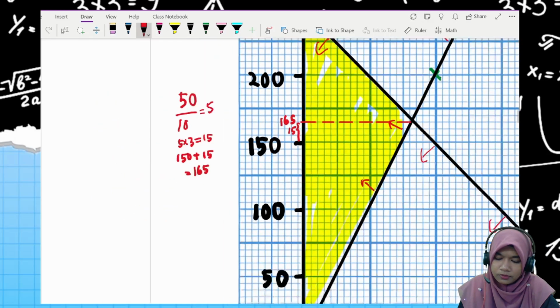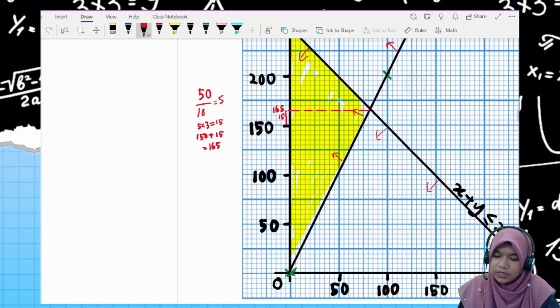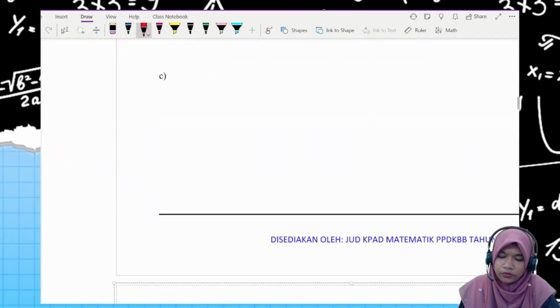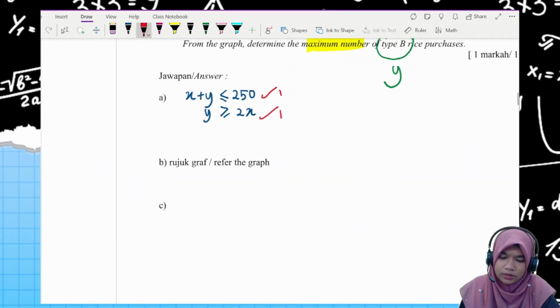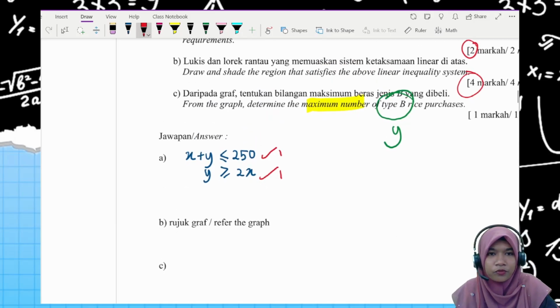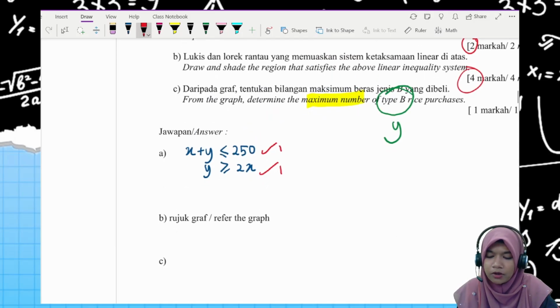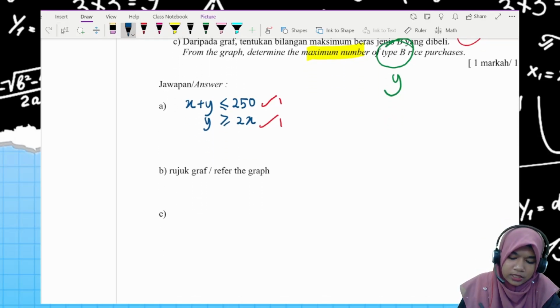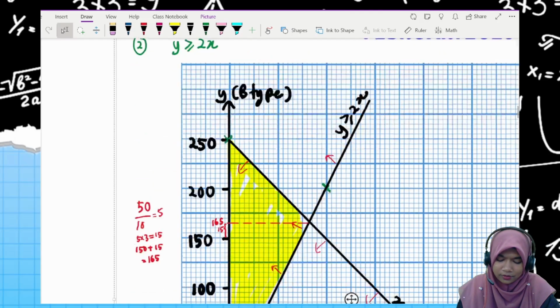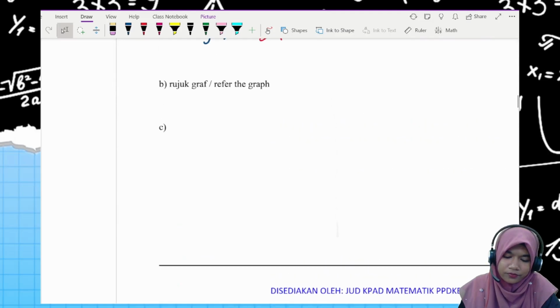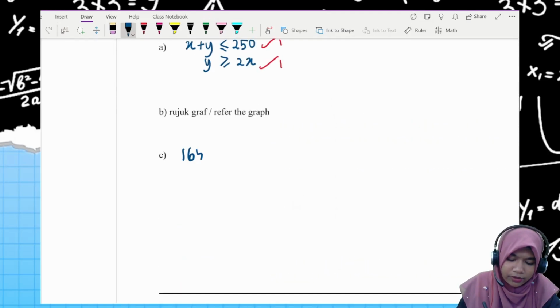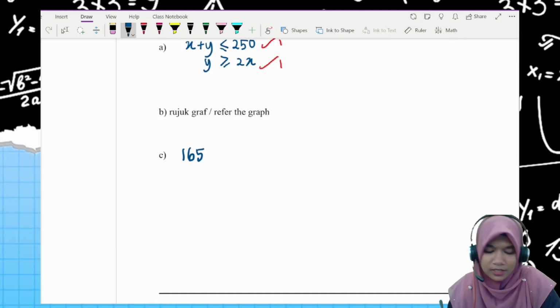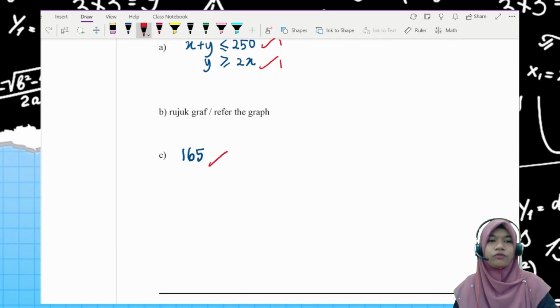So the answer for question C, the maximum number of type B rice purchased based on the graph, is what was it? 165. Is it 165? Yes, 165. So this is the value based on the graph.